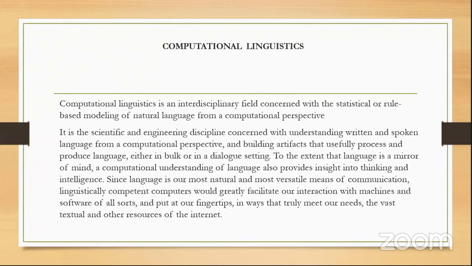Now, in the case of computational linguistics, it is basically an interdisciplinary field. So here, statistical and rule-based modeling. What happens in computational linguistics is that we have to find out the various aspects of NLP. That basically means text summarization, the news corpus, the latest trends, how to match the words, and how to match the grouping of sentences.